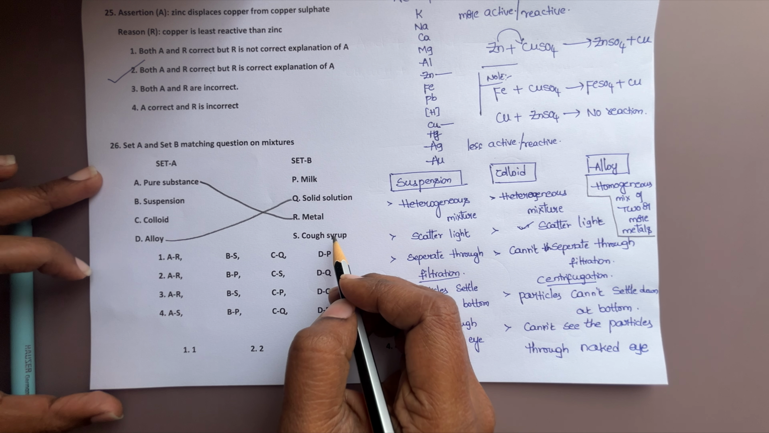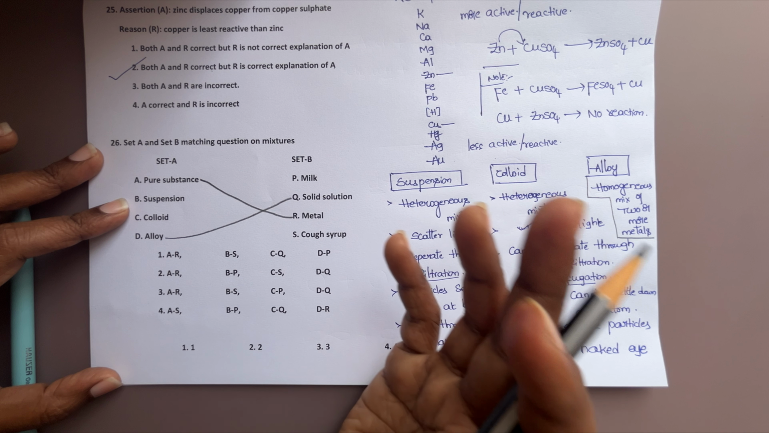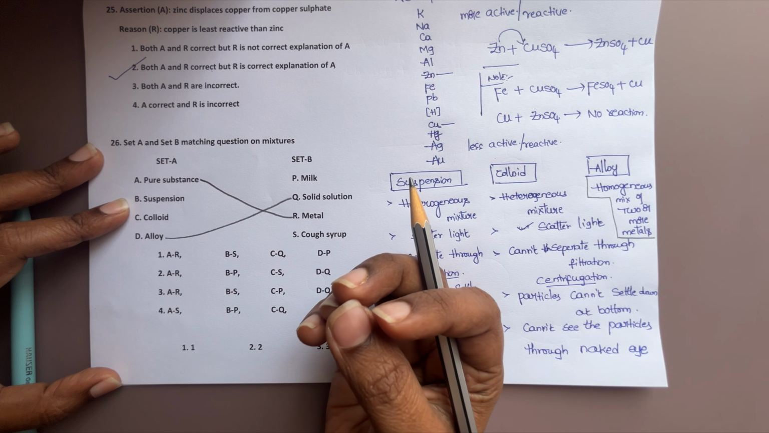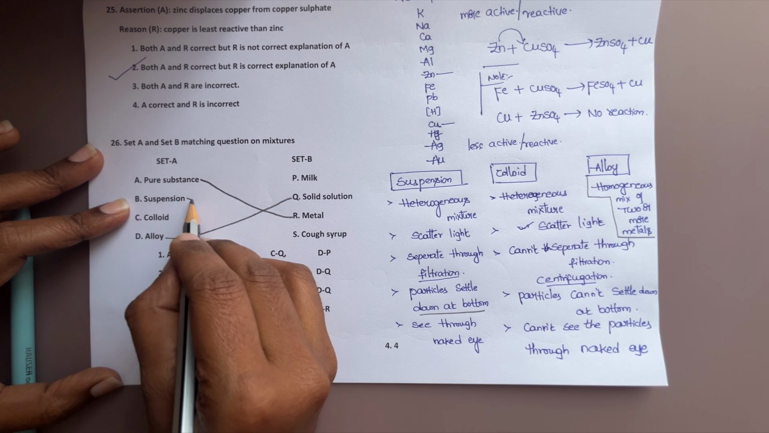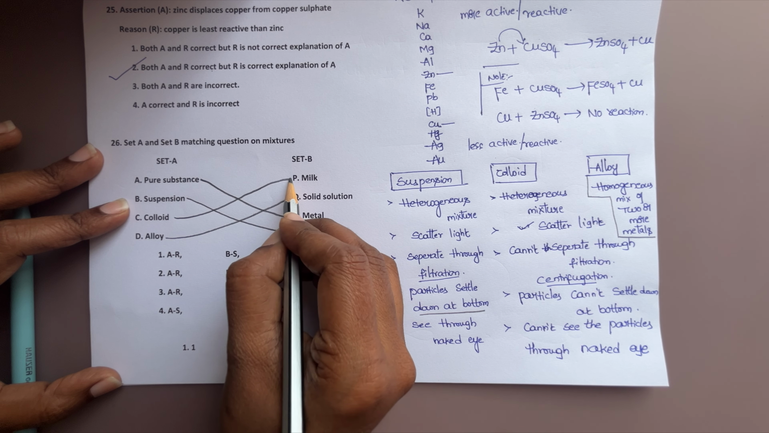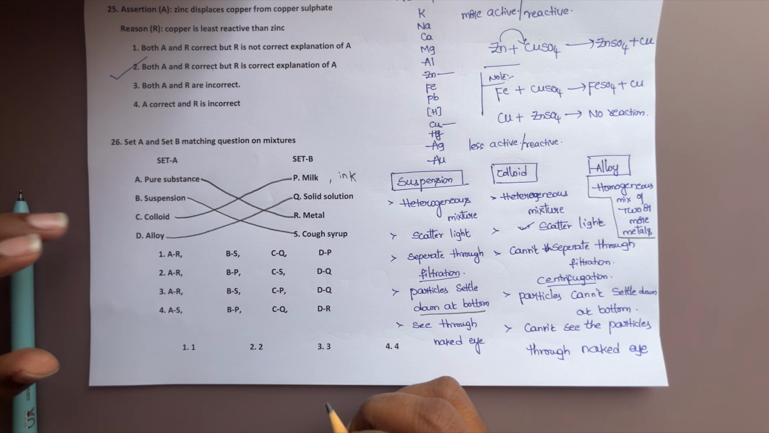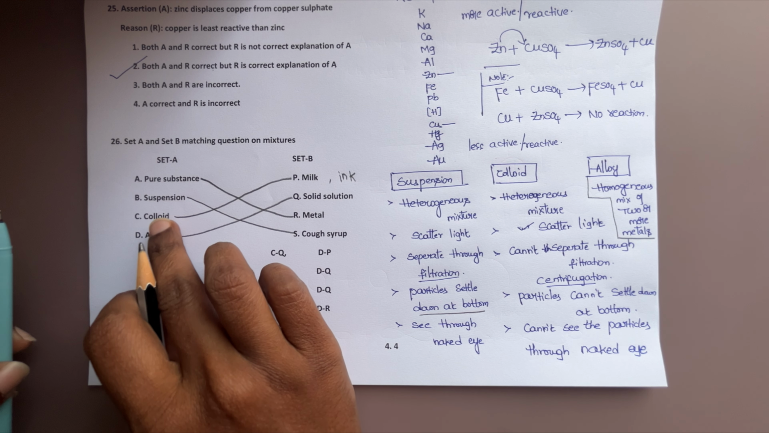Cough syrup. See, before taking the cough syrup, shake well before use. Why are we saying shake well before use? Because all the particles are settled down at the bottom. Whenever particles are settled down at the bottom, that is what we call a suspension. Milk is the best example for colloid. Milk, ink, all these are colloids.